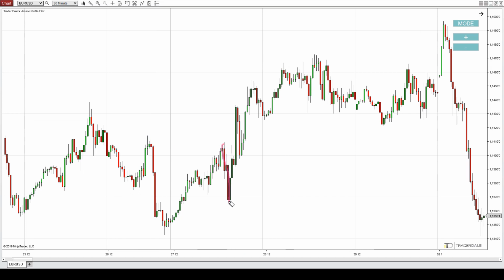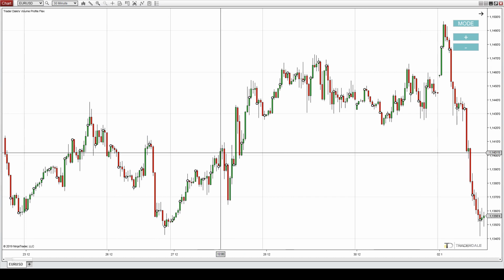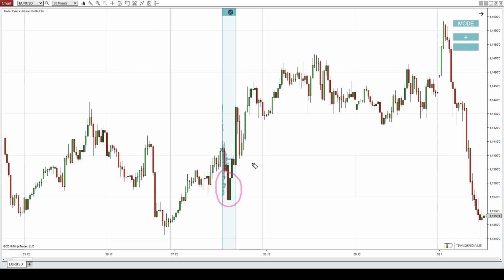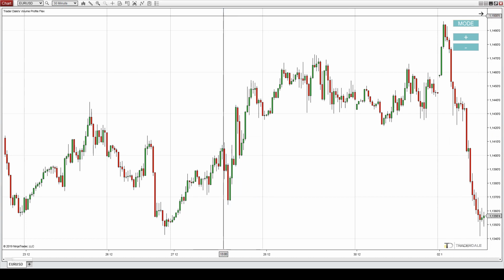In here, there's another rejection. So let's have a look at the volumes. In this case, there's not any significant volume cluster there. No significant volumes. So you don't want to trade rejections like that. All right? Don't trade those. You need to have significant volume cluster. If there isn't significant volume cluster, then don't take the trade.